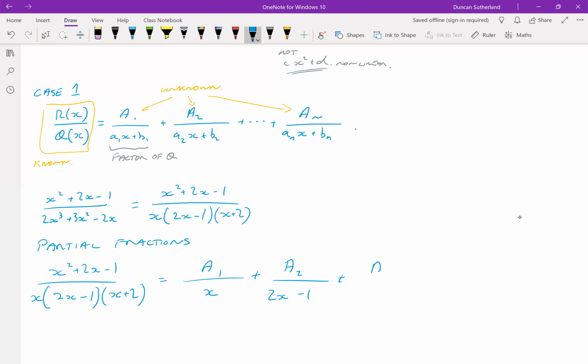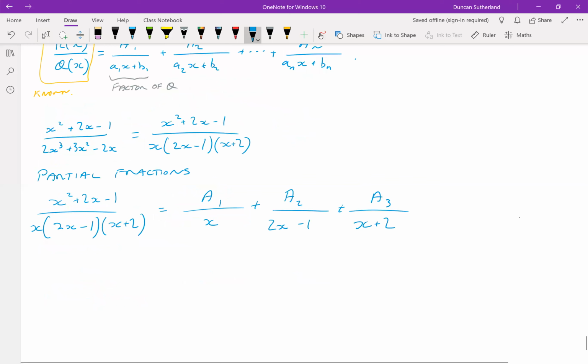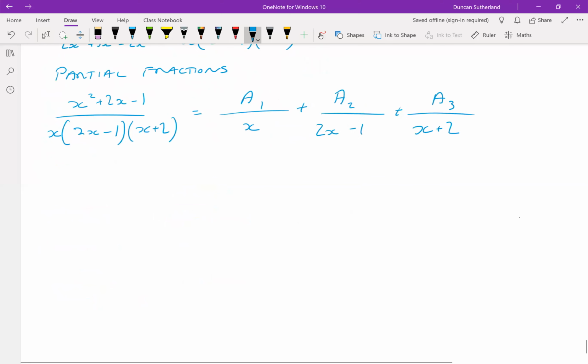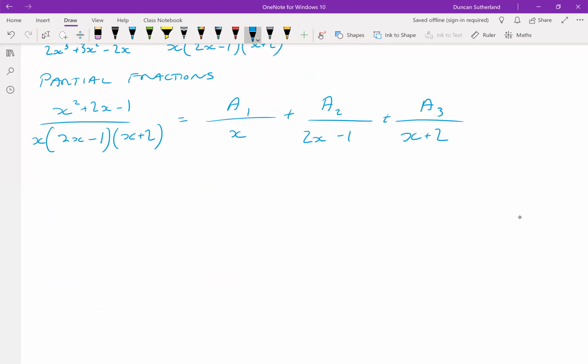All I'm doing is taking the factors of my Q, and I'm writing it out in the way that we proposed. Now, what I've got to do is work out equations for A1, A2, and A3. There's two ways to do it. I'm going to show you the shortcut fast way, and that is to multiply through by the denominator.